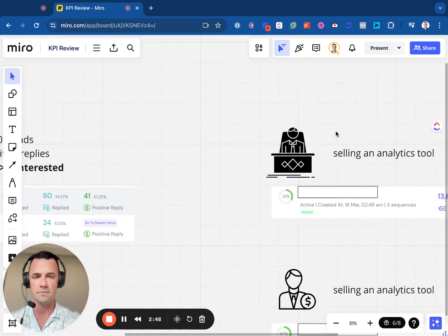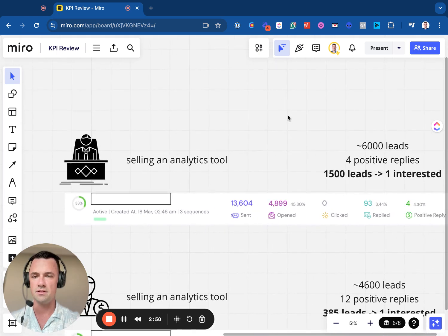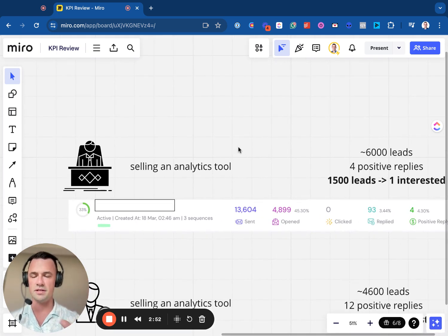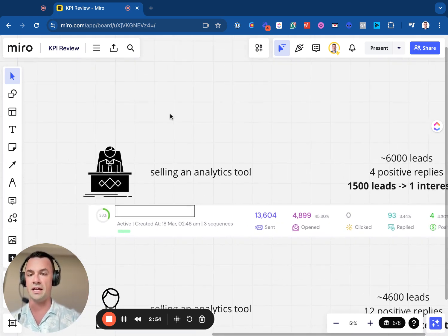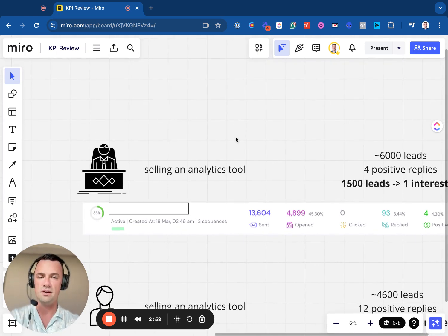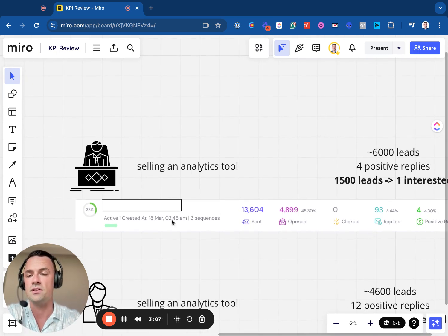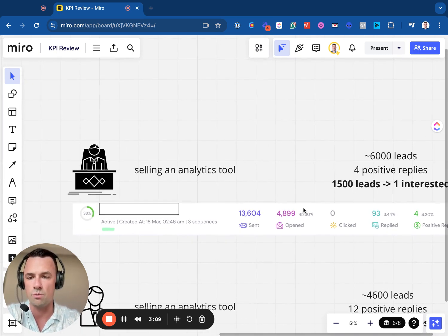And then over here, same segment, but different client, different product, different industry, selling an analytics tool to startup founders. Interestingly enough, we added 6,000 leads to the campaign and only got 4 positive replies. So a 1,500 lead rate, essentially. It's still ongoing, but it's not doing that well. So we'll probably pause this one and just focus on where we're actually seeing traction.